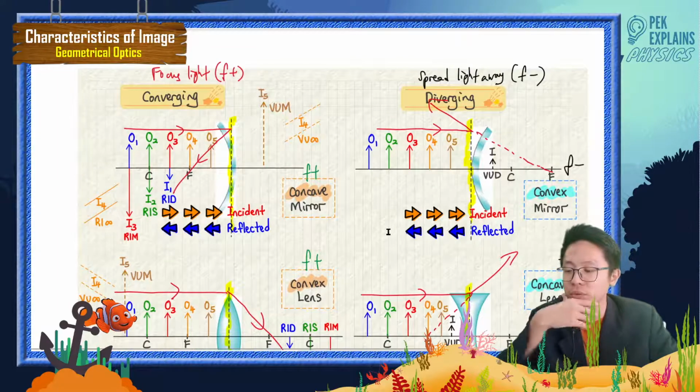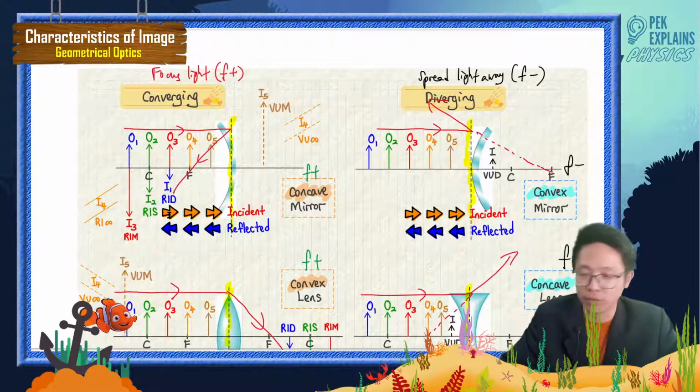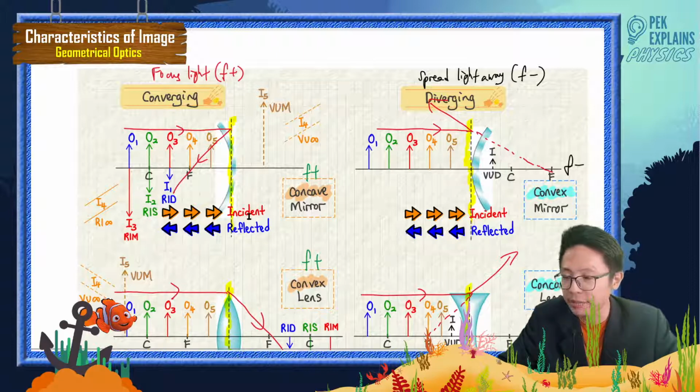Now I want you to look at the characteristic of image form.